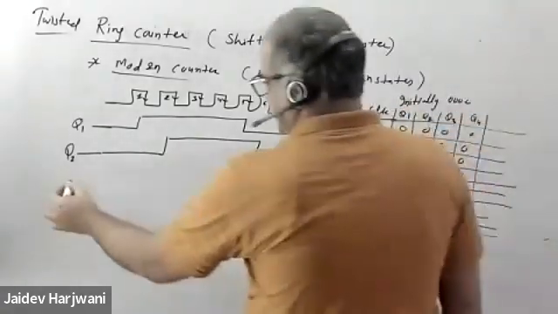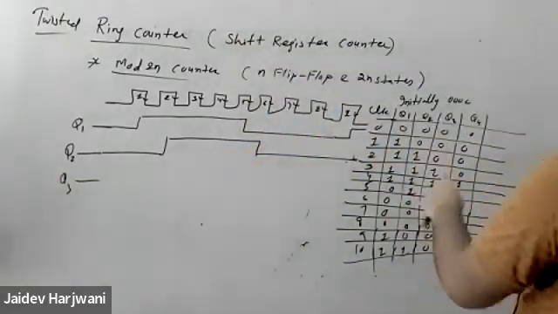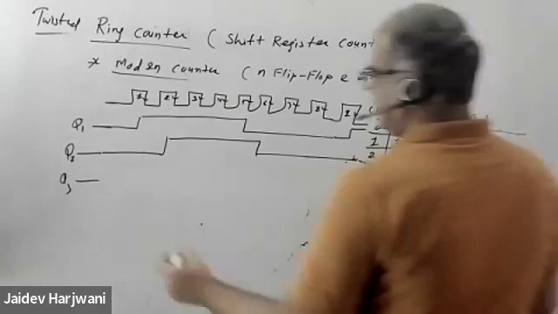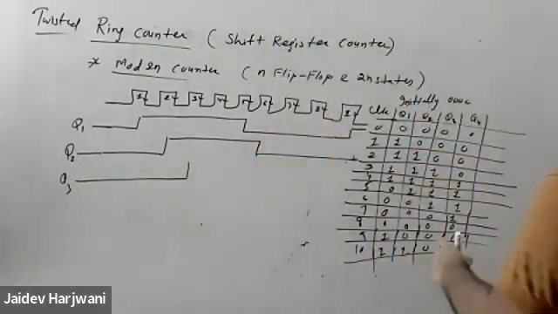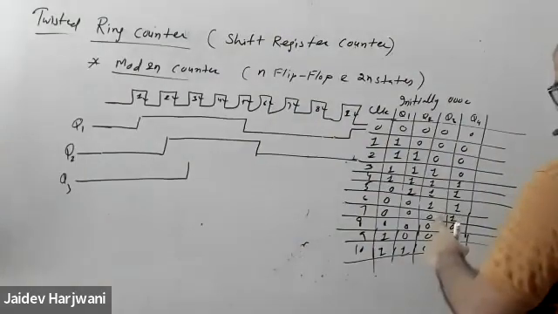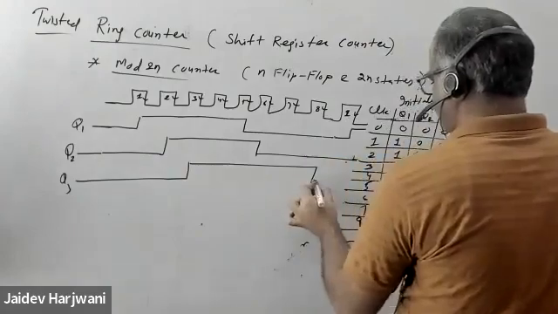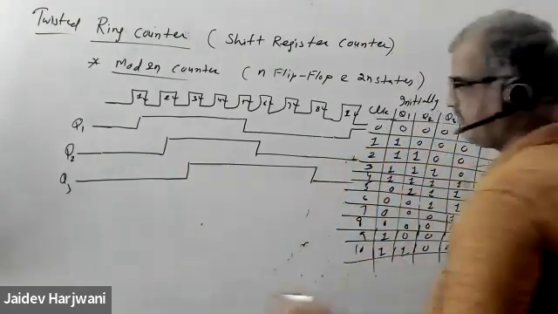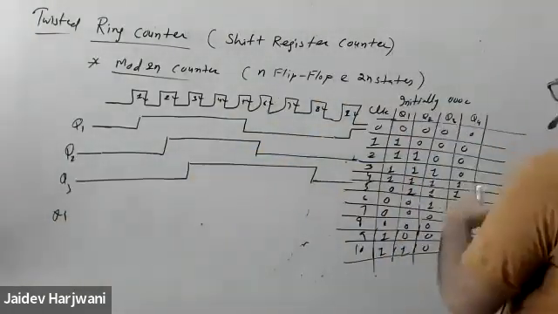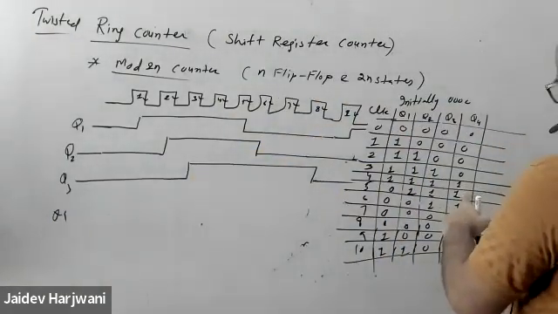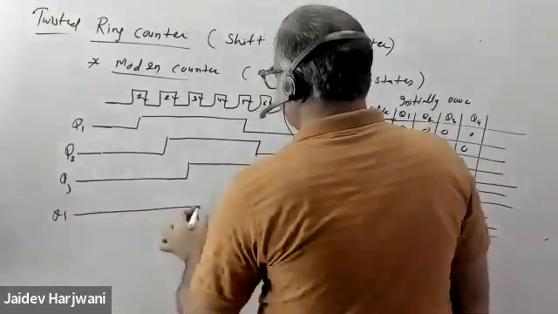And similarly for Q3, start from 0, it becomes 1 only on the third pulse and remains up to 7, changing again at the 8th pulse. So at the 8th pulse it comes down and then it goes like this. And then we have Q4. Q4 becomes 1 only for the fourth clock.